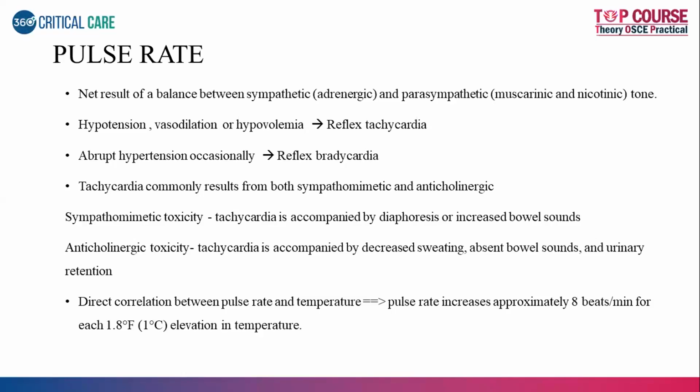So this is how you differentiate whether the tachycardia present in a patient is of sympathomimetic origin or due to anticholinergic toxicity. One more thing you need to remember is the relation between pulse rate and temperature, because certain drugs cause hyperthermia, leading to increased tachycardia. The pulse rate increases approximately 8 beats per minute for each 1.8 degree Fahrenheit, or 1 degree Celsius, elevation in temperature.